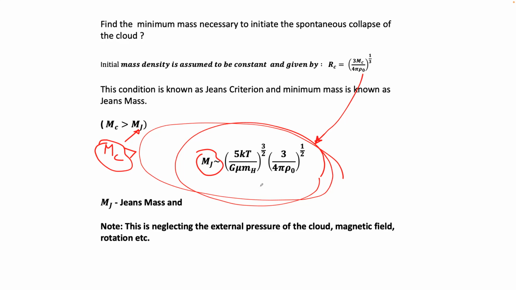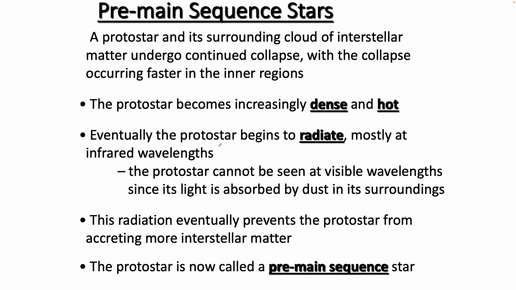Right, so this is called the Jeans criteria to have a protostar. So this is the criteria, in terms of physics, in order to create a protostar, right? Now assume that we create a protostar.